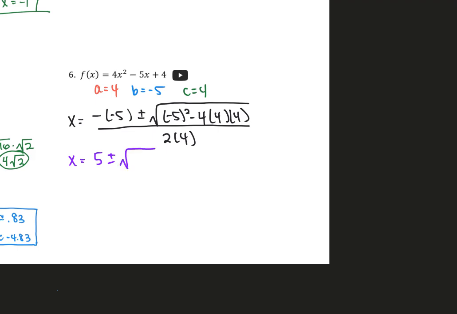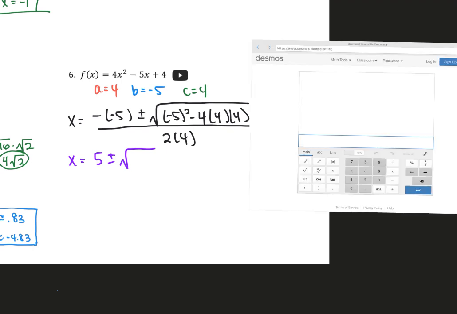Now we're going to put the discriminant in our calculator. When we put that in our calculator, we get negative 39. And then 2 times 4 in the denominator is just 8. So we see that the value of the discriminant here is negative, which means we know we're going to end up with two distinct complex or imaginary solutions.